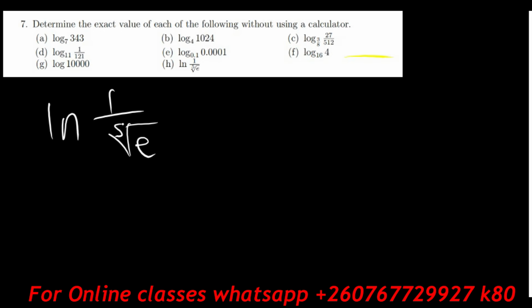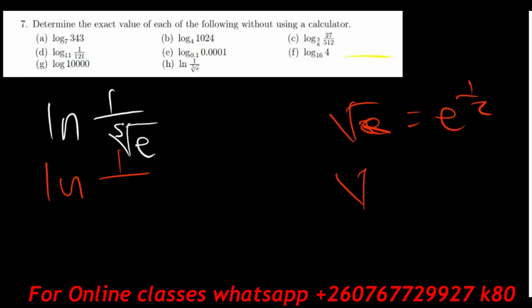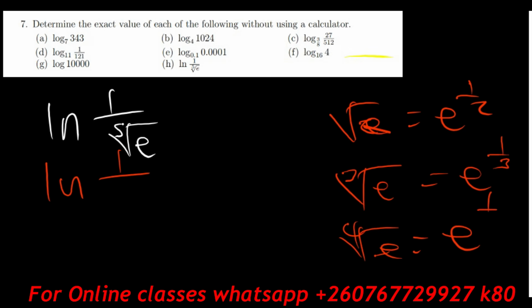Okay, so in this case it's going to be ln 1 over the fifth root of e. If I have the square root of e, this is the same as e to the power half. If I've got the cube root of e, this is the same as e to the power 1 over 3. If I've got the fourth root of e, this is going to be e to the power 1 over 4. What of the fifth root? This is definitely e to the power 1 over 5.